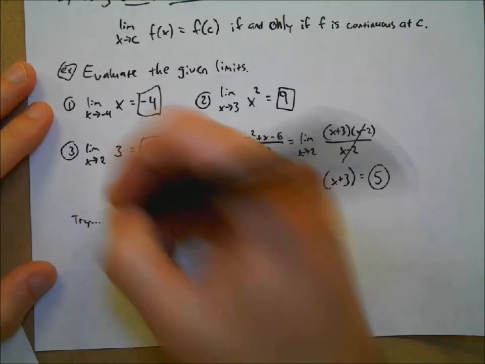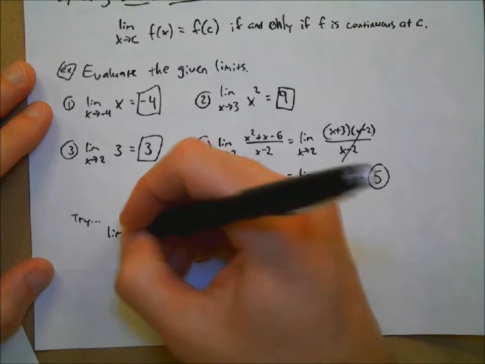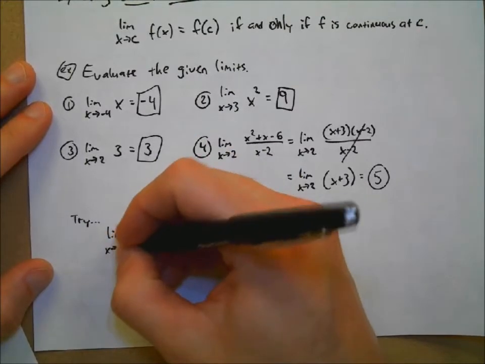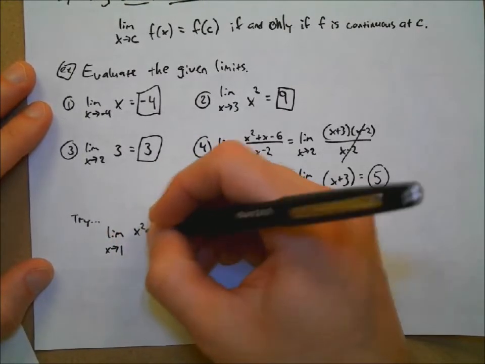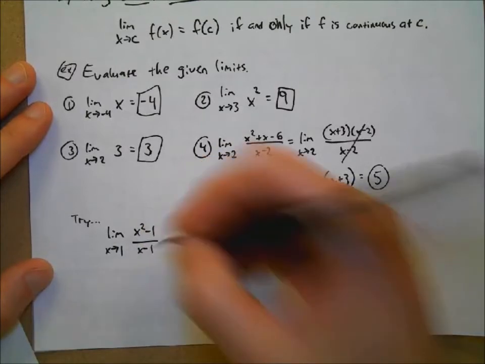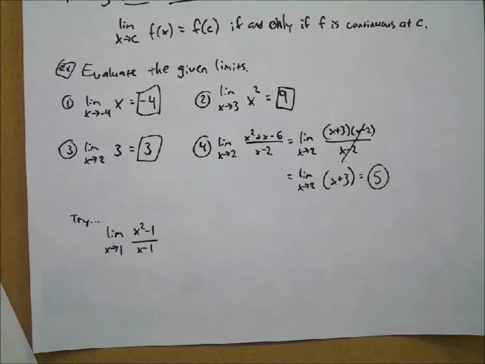All right, here's one for y'all to try. The limit as x approaches 1 of x squared minus 1 over x minus 1. You can choose to do it analytically, or you can choose to do a table if you want to. Your choice there. Numeric or analytic.